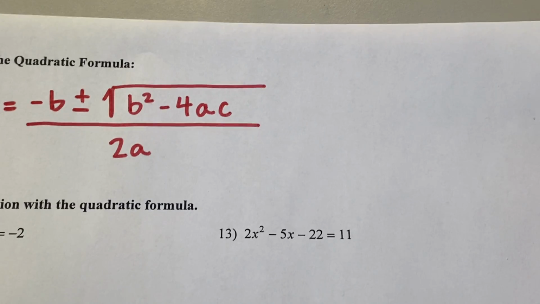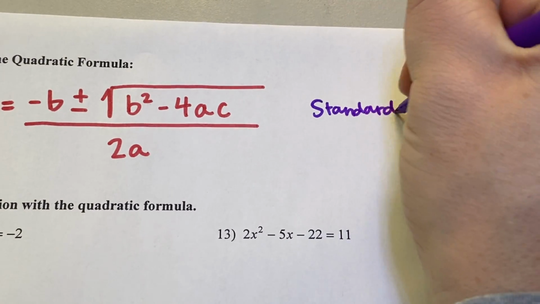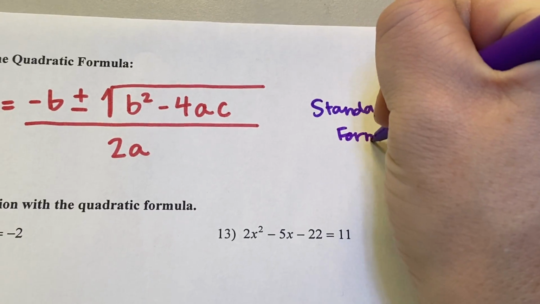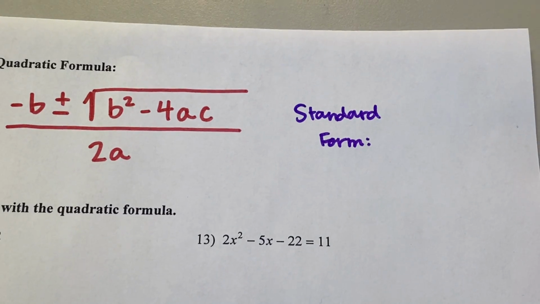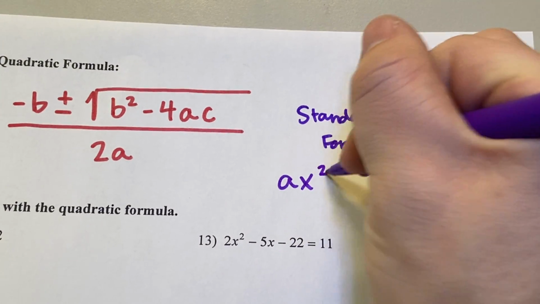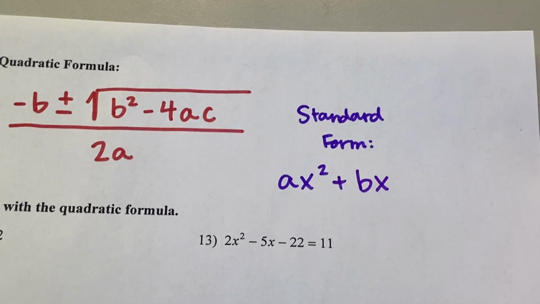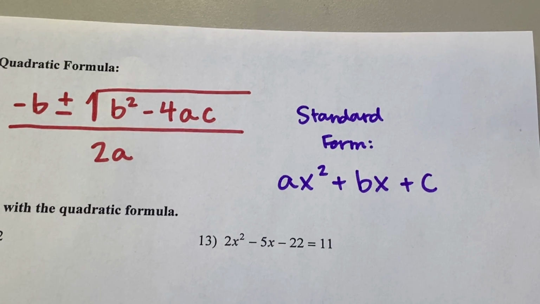First things first, let's remind ourselves what standard form is. And you guys are like, oh, we've talked about this a million times. That's okay. Talk about it one more time. Standard form for a quadratic. Remember, your a is always in front of your whatever squared. Your b is always in front of just one of those variables. And your c is on the end.